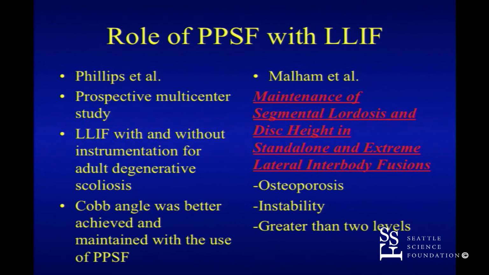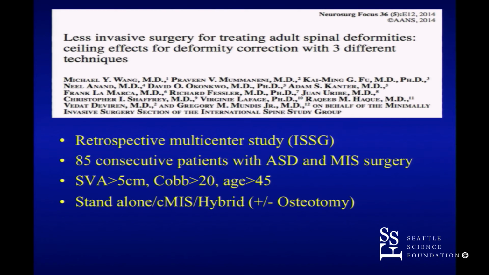Now, this is relevant for this talk because pretty much everyone that we do these procedures on are osteoporotic. They have some level of lateral listhesis or antral listhesis, and we do more than 2 levels. So in the specific case of adult deformity surgery, it's always advisable to put in posterior percutaneous pedicle screws.